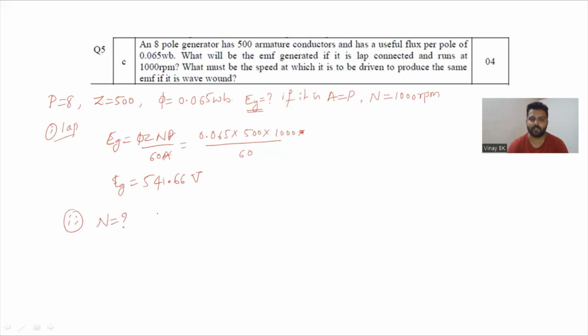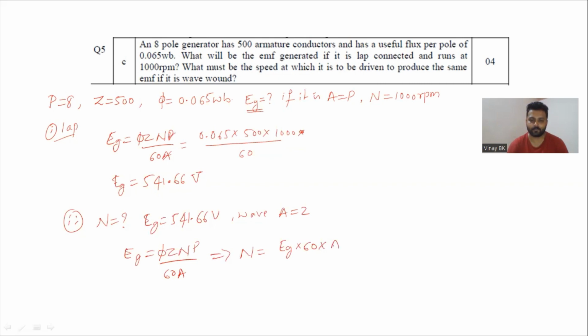For the second case, for this same EMF, what must be the speed at which it is driven to produce the same EMF, EG equals 541.66 volts, if it is wave connected? Wave connected is nothing but A equals 2. So you can use the same formula, EG equals phi ZNP divided by 60A, where A equals 2. You need to find N. N is given by EG into 60 into A divided by phi ZP.